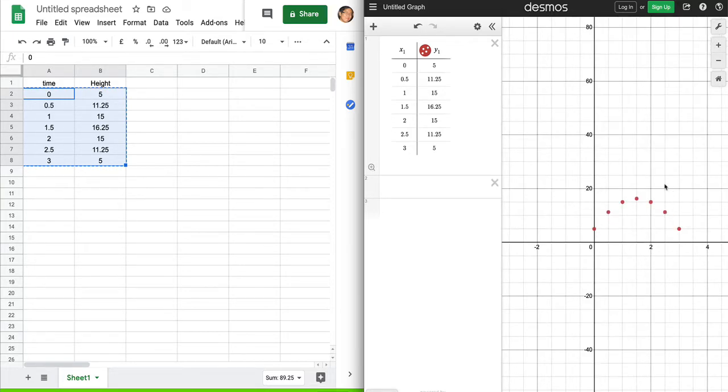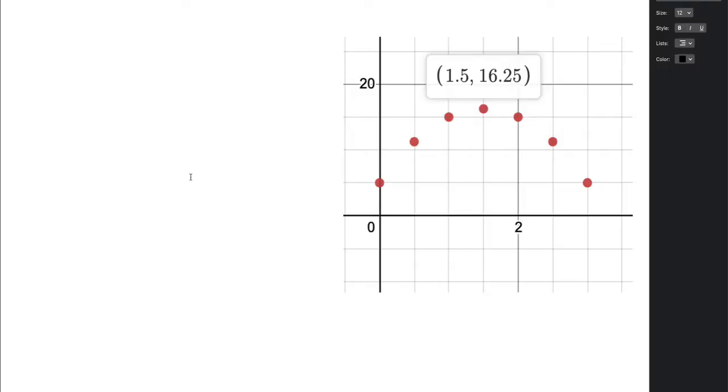Change the scale and I got this. Yeah, it definitely looks like a parabola, right? So let's grab this data, okay? That looks like the vertex. Okay, so does the data look quadratic? The answer is definitely yes, right?